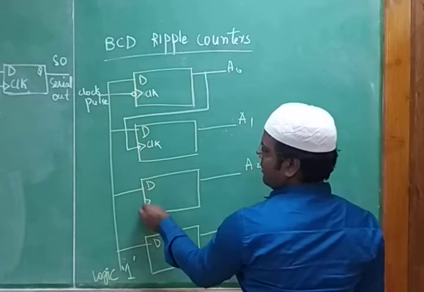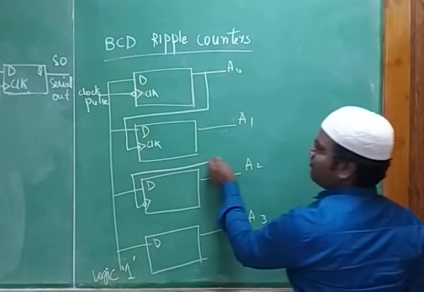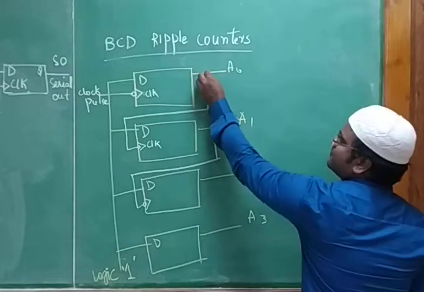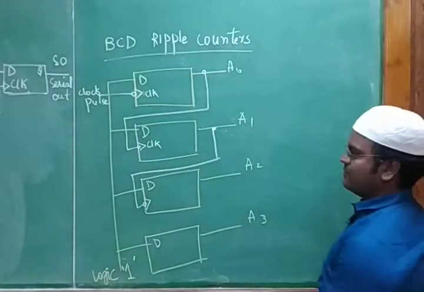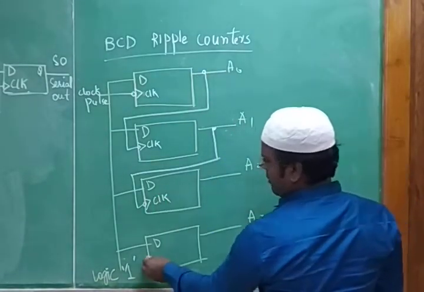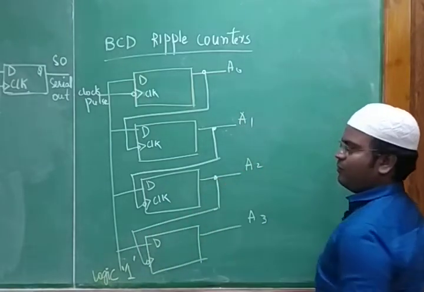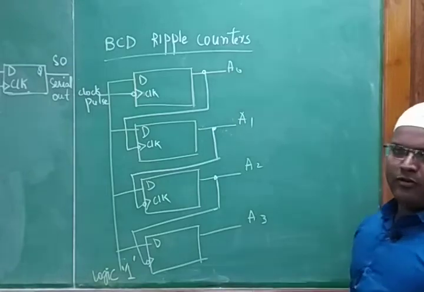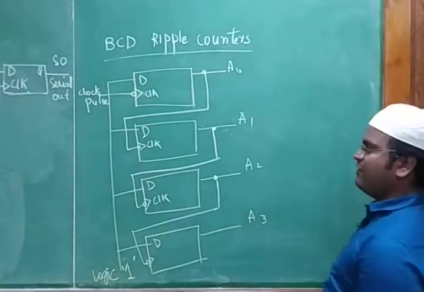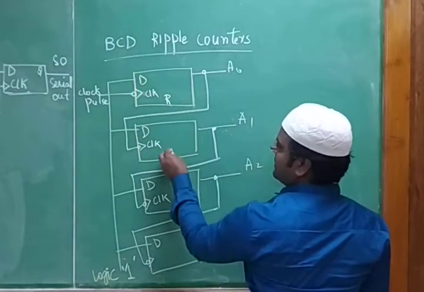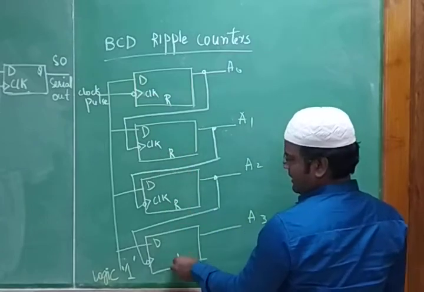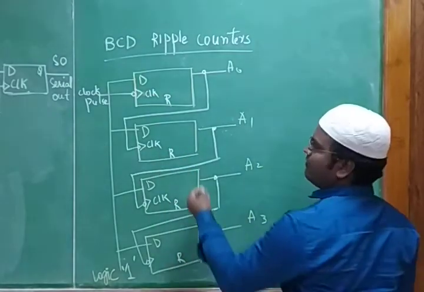How do we get this clock then? This is taken from the output of the previous one. Likewise, for this clock, how do we get it? It is taken from the output of the previous stage. This is your output now. What is left out? Reset. Reset, reset, reset and reset. This we will take and give one common reset.